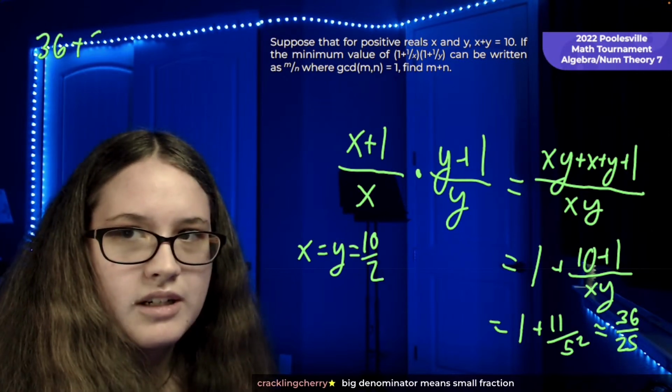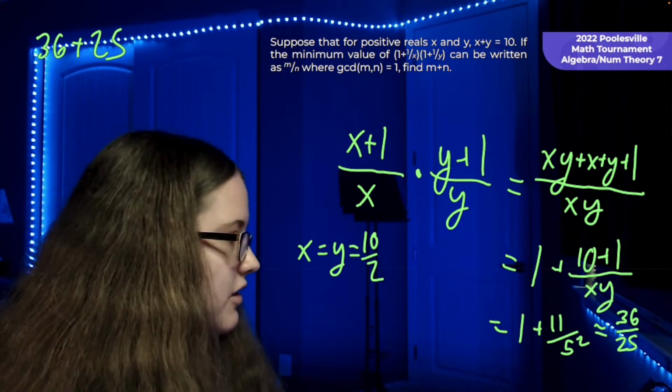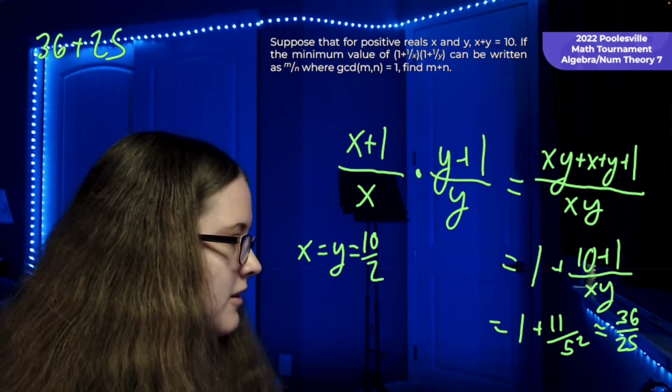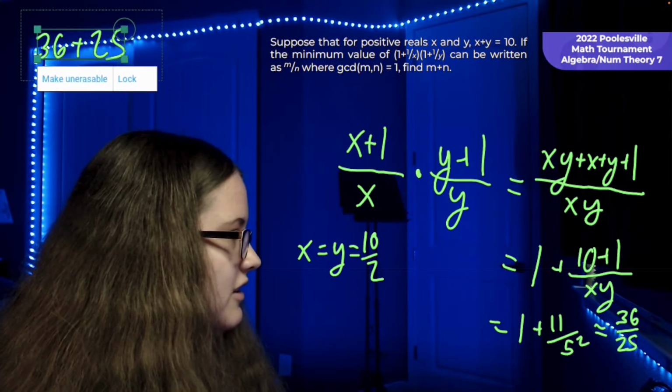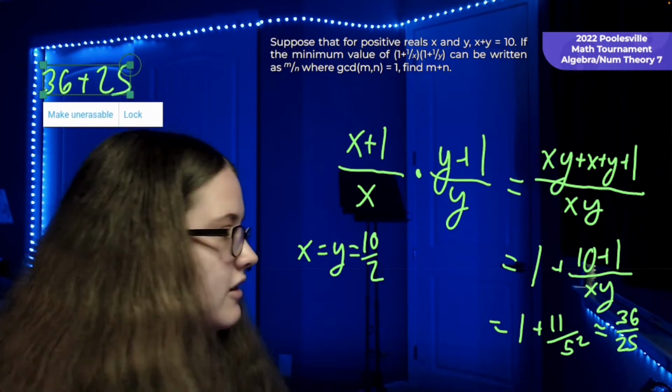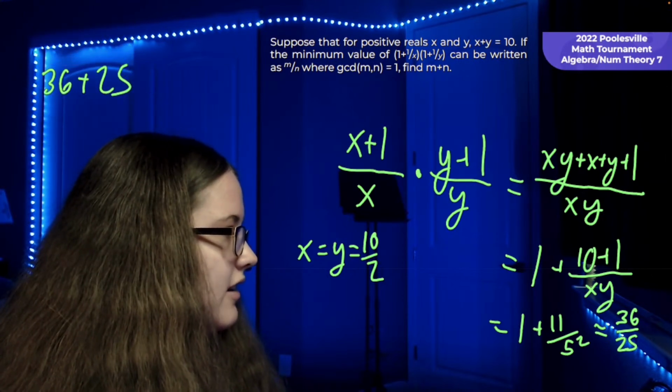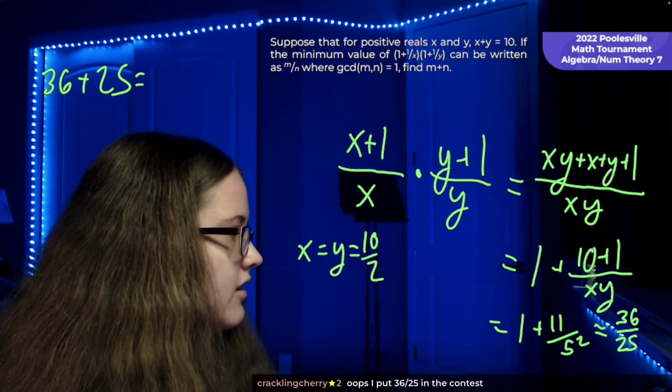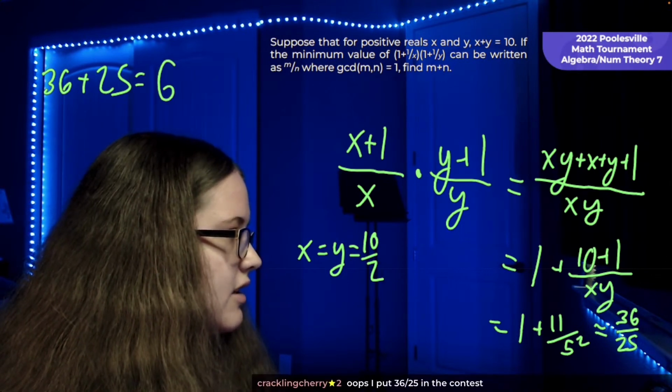36 plus 25. Oh, that's right over the light, isn't it? Kind of important that you guys can see the final answer. There we go. And that is simply 61.